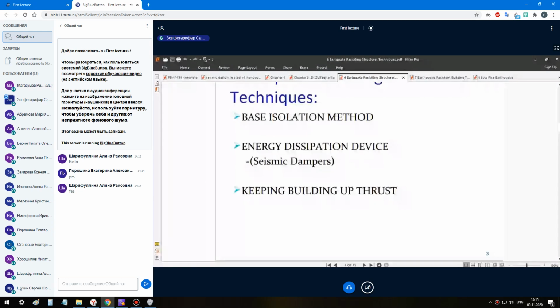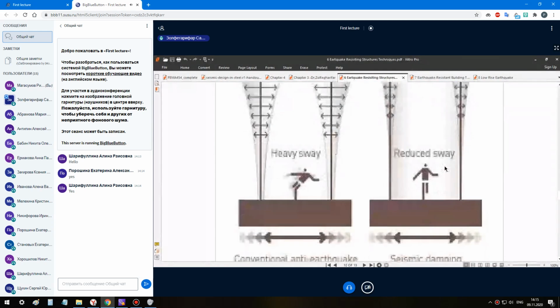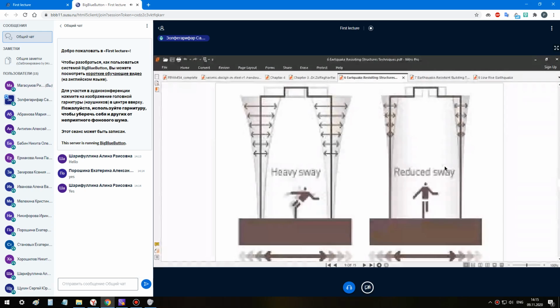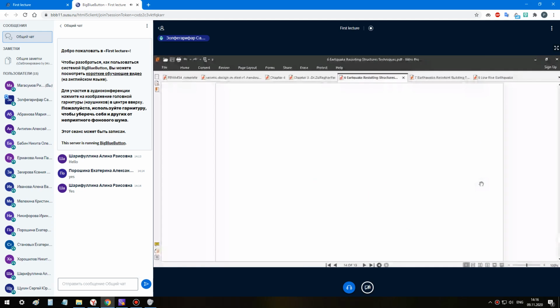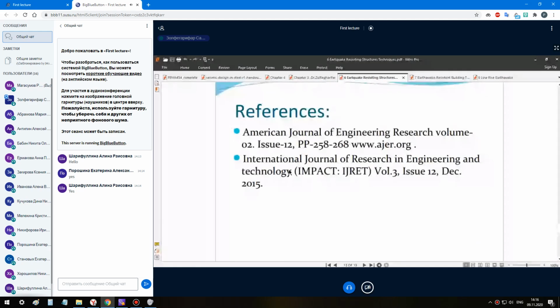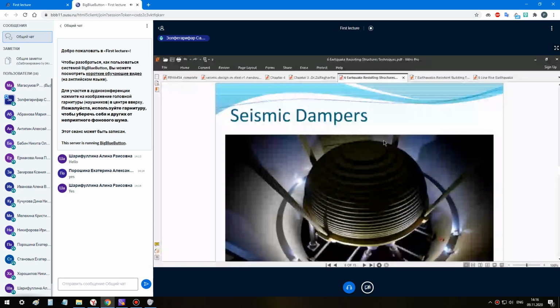As before, I showed you these three types and how to use these dampers, viscous dampers and friction dampers. I have talked about them before, and I also gave you some references to study more about these dampers, how to use them, and how to reduce the energy.